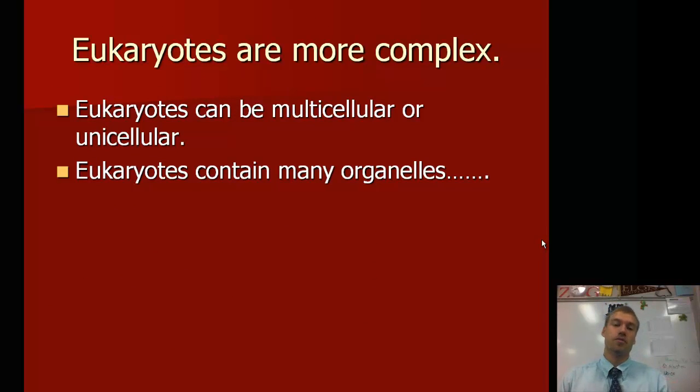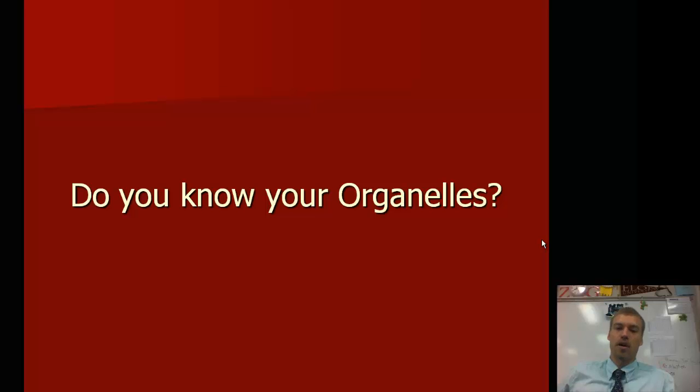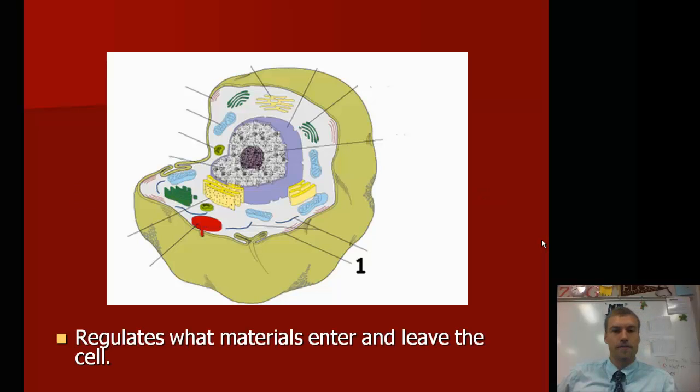Eukaryotes are much more complex, and they can be either multicellular or unicellular. Multicellular just means that they work together in larger groups. So we are multicellular because we're made up of many cells, but they can also be unicellular, just the one. And they contain many organelles. So let's talk about all these different organelles because it's going to be important that you understand the structure and how they relate to one another.